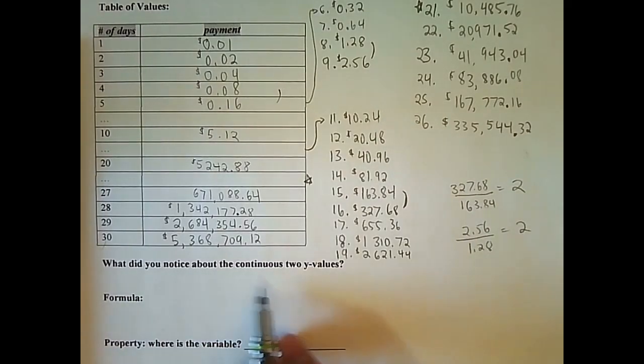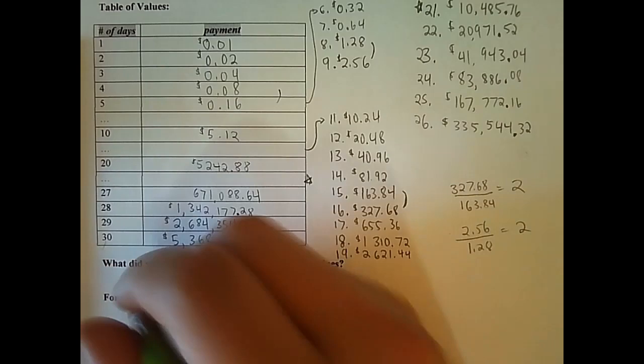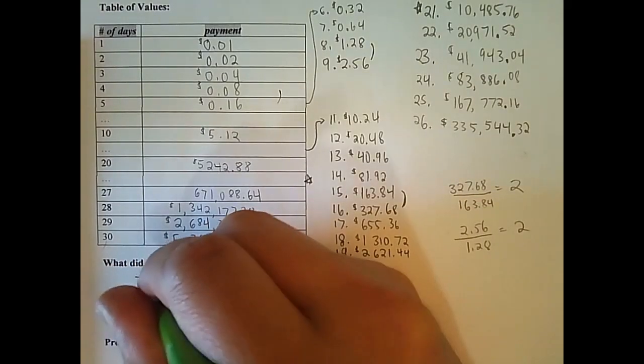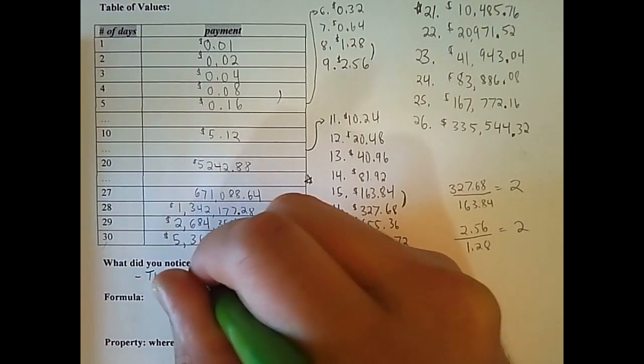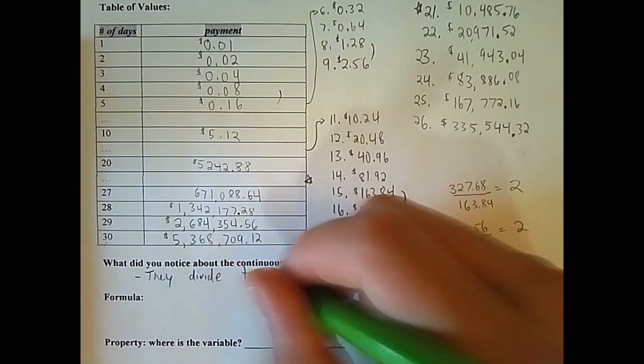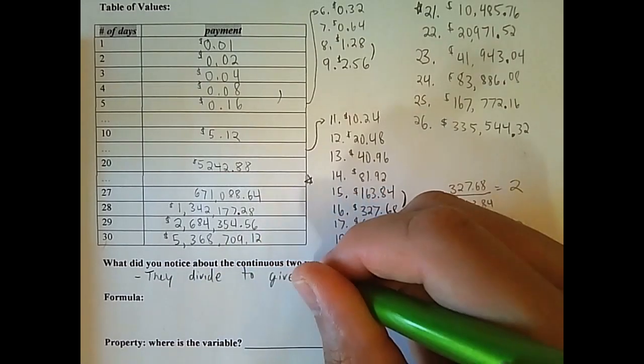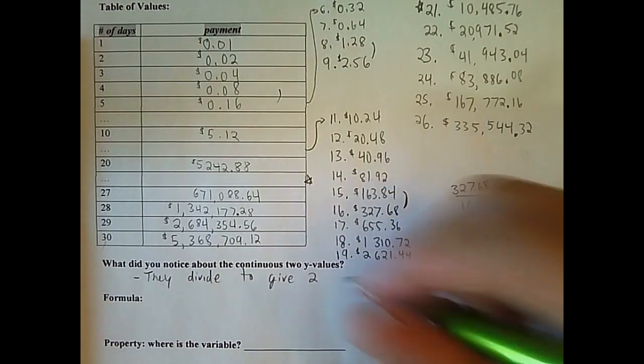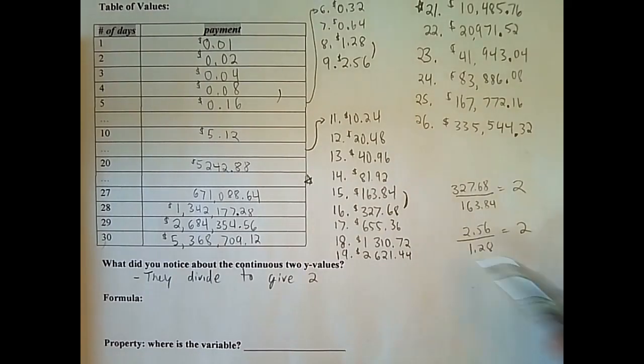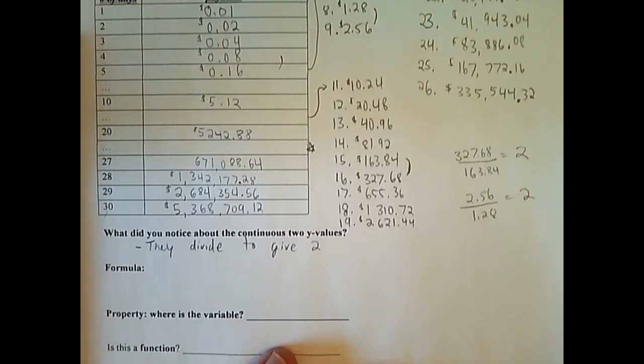So what did we notice about the continuous two y values? They divide to give 2. Or we can say that they have a ratio that gives 2. Because it's always doubling, which makes sense because that's why we're saying it doubles every time. So we can make a formula from this now.